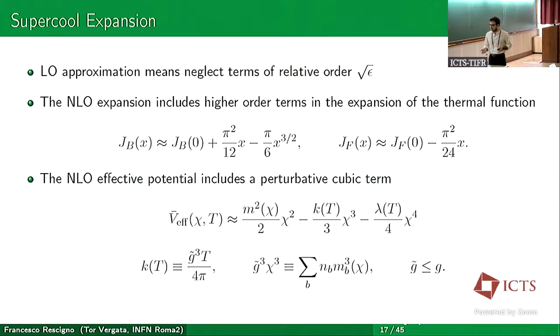In the next to leading order, the parameters that we need to describe the first order phase transition in the supercooled expansion are four: phi 0, beta bar, G, and G tilde, that is defined as follows. Notice that this also is a generalized coupling of the fields to the flat direction, but this time it's only related to the bosonic degrees of freedom.